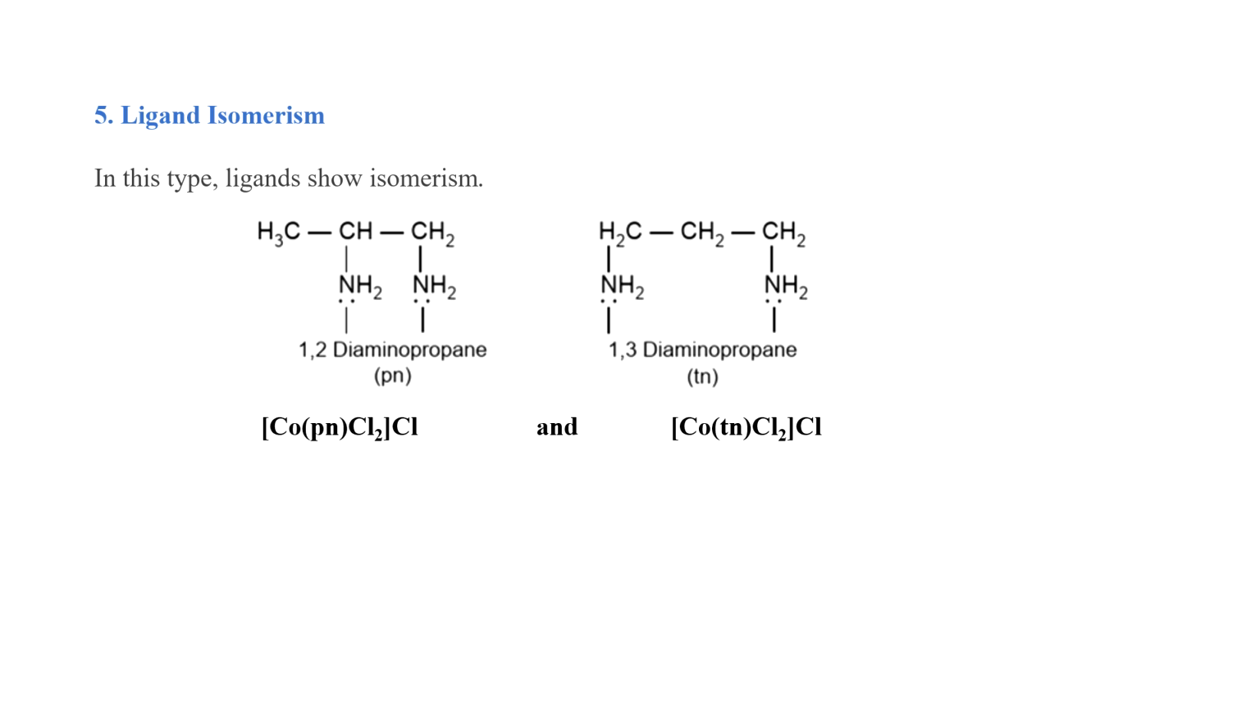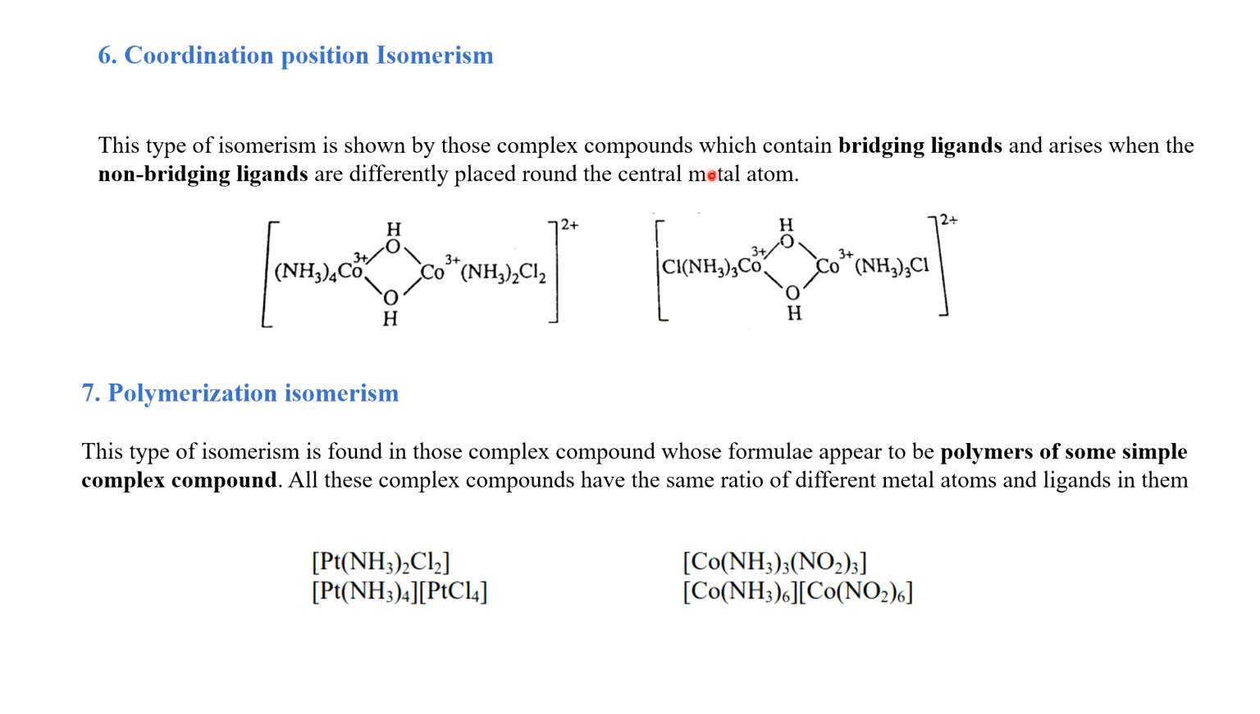Okay, let us move to the next one, that is coordination position isomerism. This type of isomerism is shown by those complex compounds which contain bridging ligands and arises when the non-bridging ligands are differently placed around the central metal atom. What does it mean? You see this example and this example. Coordination position isomerism will occur when bridging ligands are present and non-bridging ligands are also present. But the isomerism will be shown due to the changed position of the non-bridging ligands.